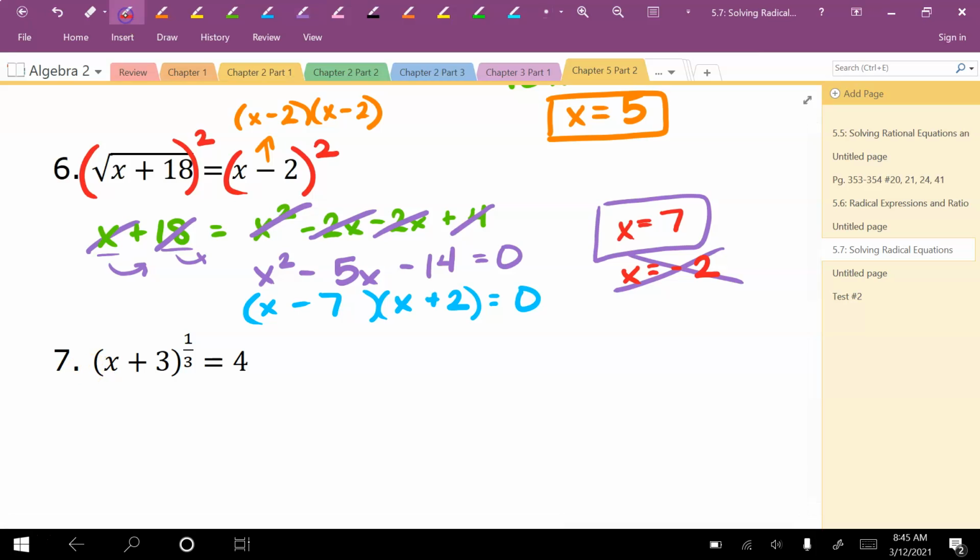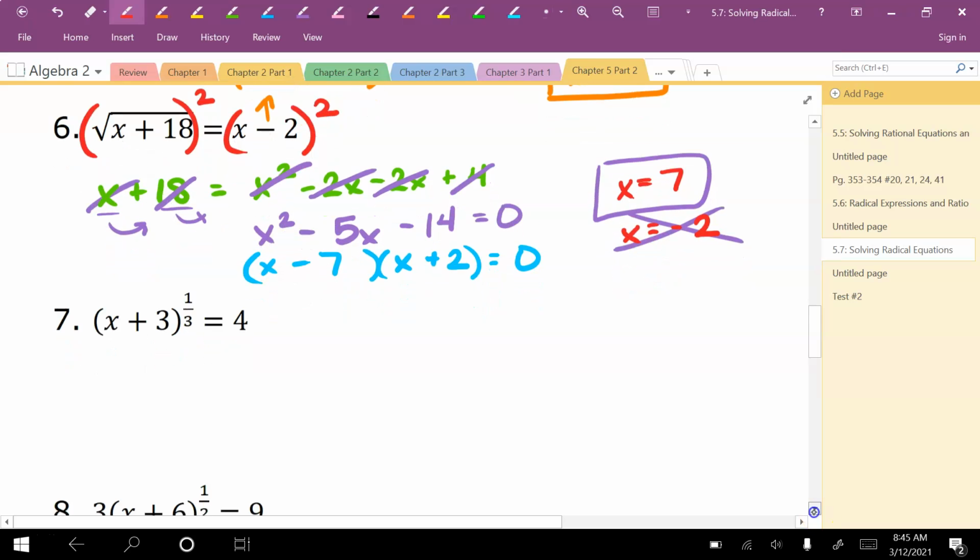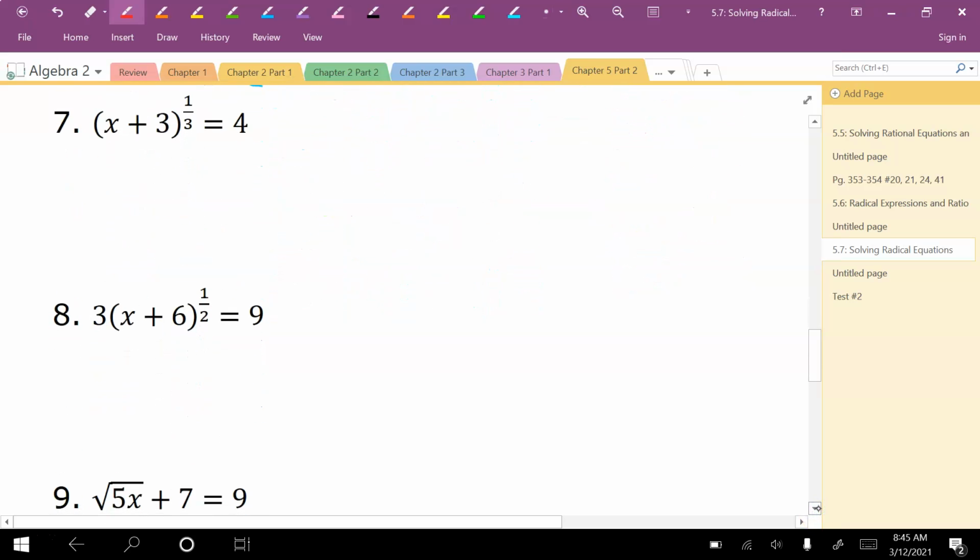Okay, let's take a look at the next one. How they have it written is a little bit different because they don't have the root sign, but they have it raised to the 1/3. We've talked about this in that last section, though, that if it was the 1/3 power, that's the same thing as the cubed root of that quantity. They just don't have it written with a root sign.